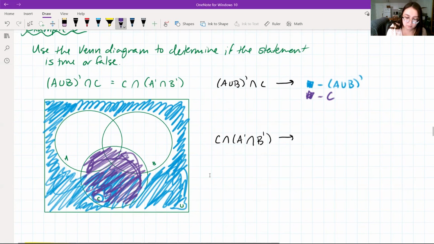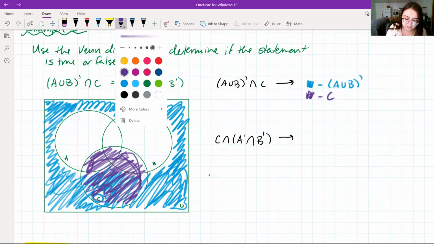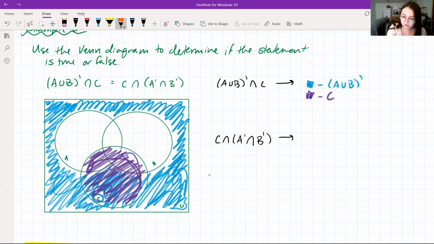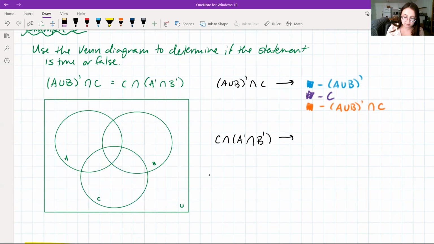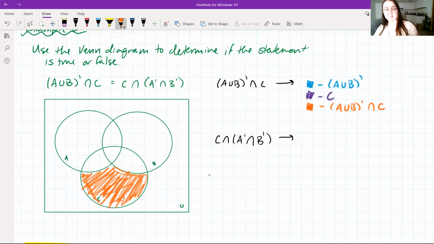So let's give it one more color. And let's give this orange. And we'll say orange is the whole thing. So we'll say orange is A union B complement intersects C. So we're going to erase our coloring. We know which area is supposed to be our value. So we know it's going to be this area here. So this is the area that we came up with.